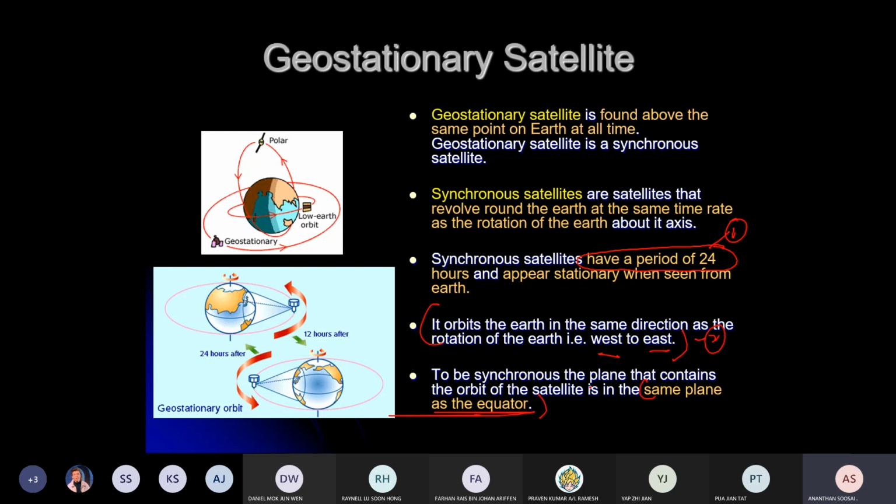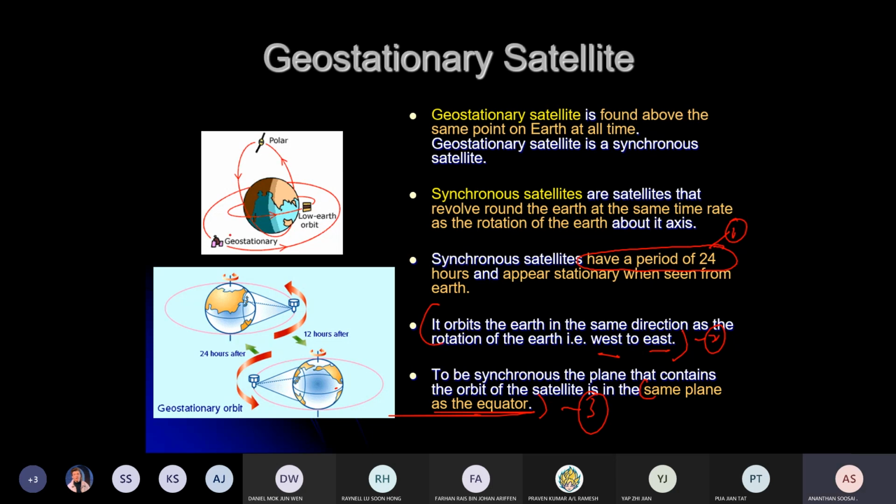The satellite orbits above the equator. You see here, the satellite is always above the equator. These are the 3 features. Remember, what are the features of a geostationary satellite? They'll ask in the exam. First, a period of 24 hours; second, moving in the same direction as the Earth's rotation, west to east; third, orbiting above the equator. That's a geostationary satellite.